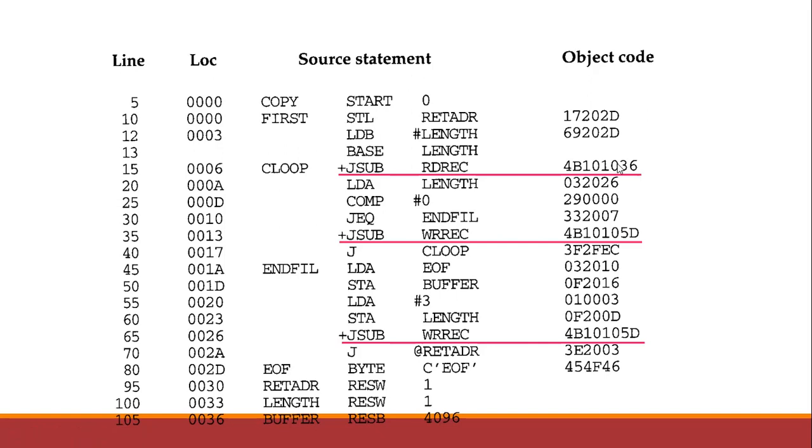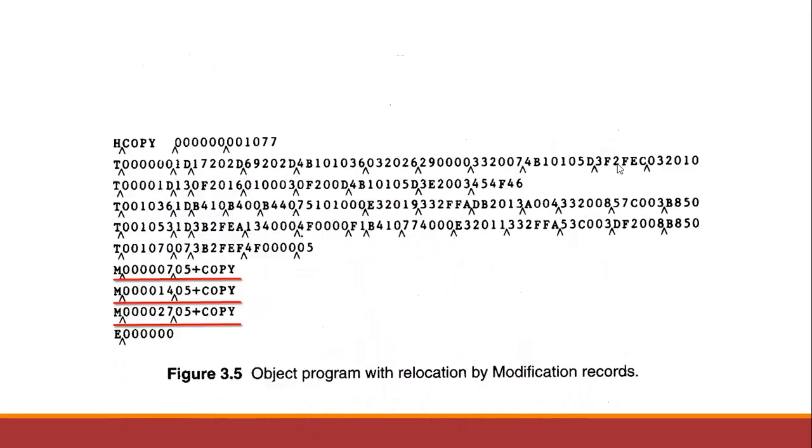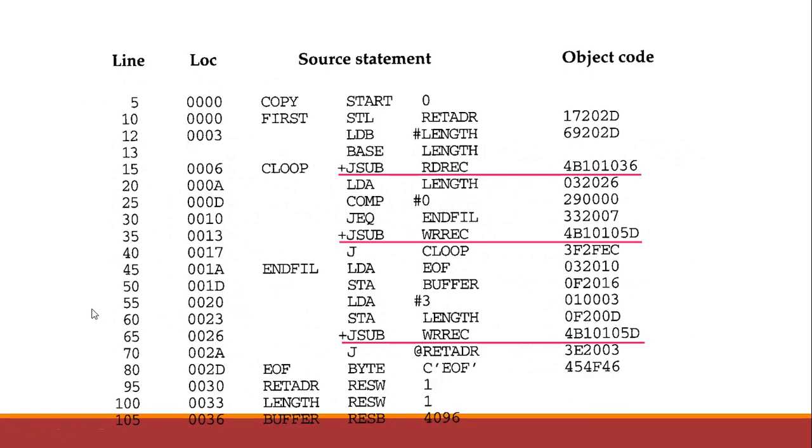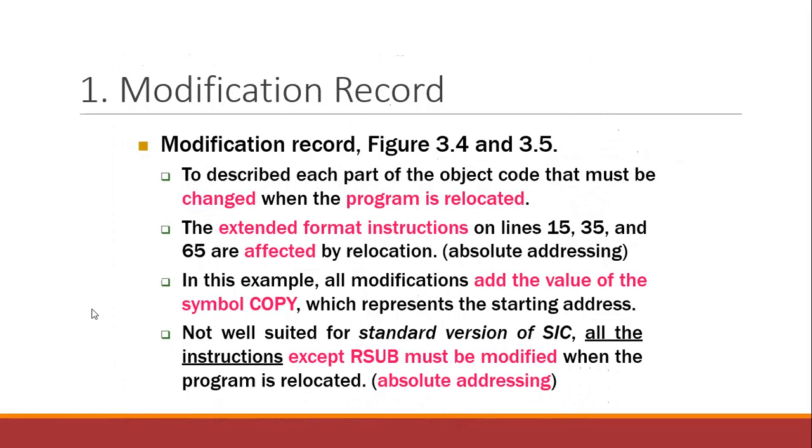20 bits are used for displacement. 20 bits means 5 half bytes in hexadecimal. I am telling 5 half bytes, so the length of modification is 5. So the last 101036 will be changed, and this is the length, 05. Because the starting address is 0, for example if it is loaded at 1000 or 2000, you have to perform the plus, meaning you have to update it. That is the flag. Like this, for line number 35 and line number 65, you have to write a modification record.